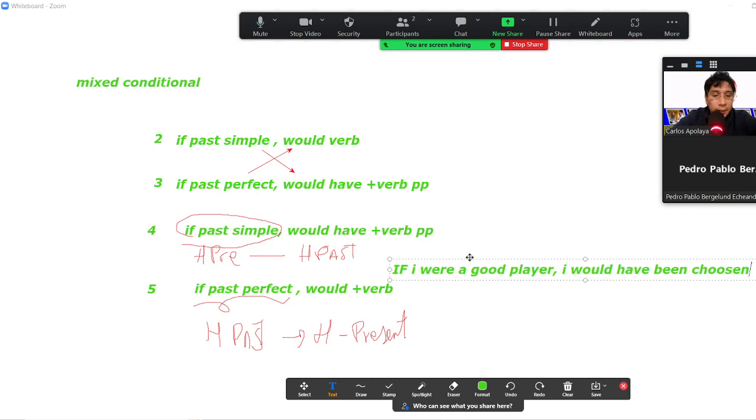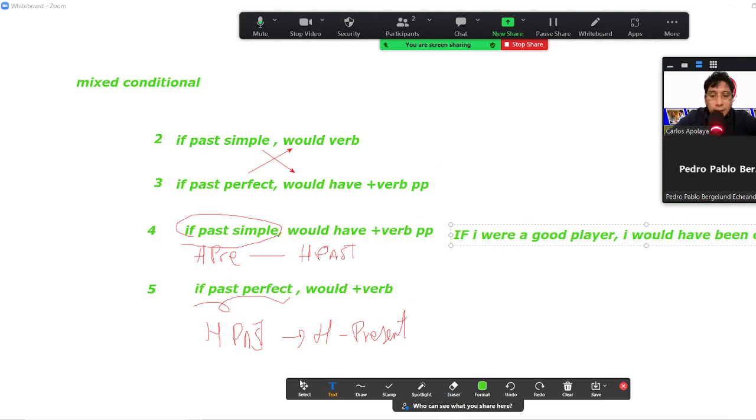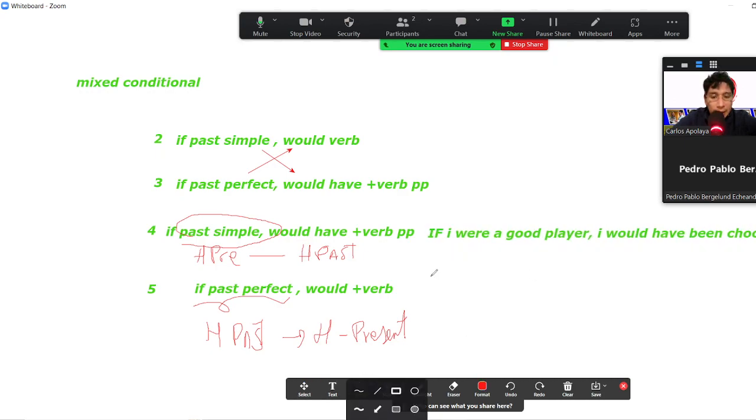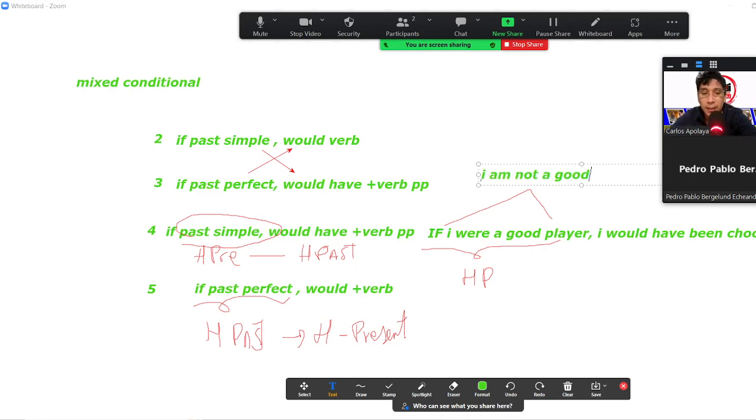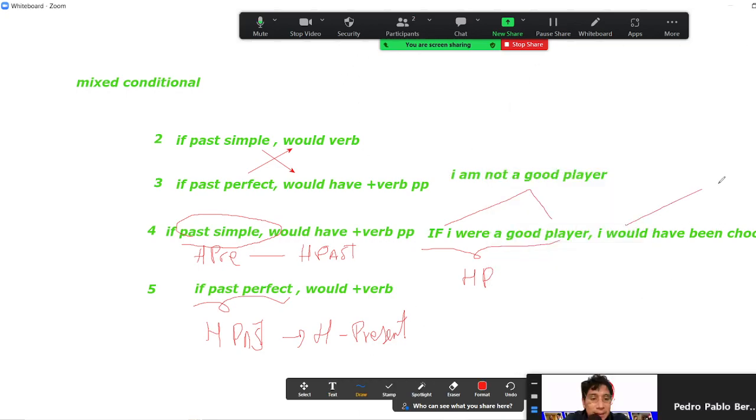Look at the sentence. If I were a good player, si yo fuese un buen jugador, a hypothetical situation in the present, porque esto viene de I am not a good player. ¿Sí o no? Hypothetical situation. If I were a good player. En el pasado, ¿qué hubiese pasado en el pasado? No me escogieron. I wasn't, or I was not chosen, right?